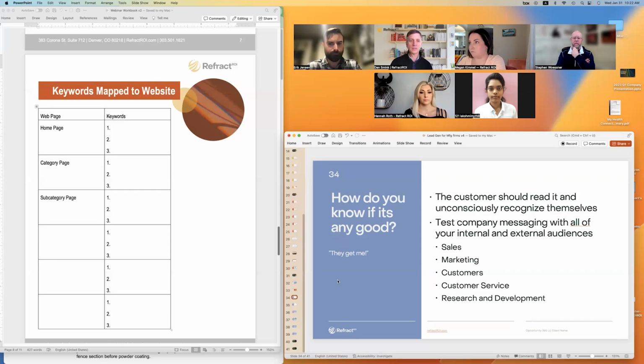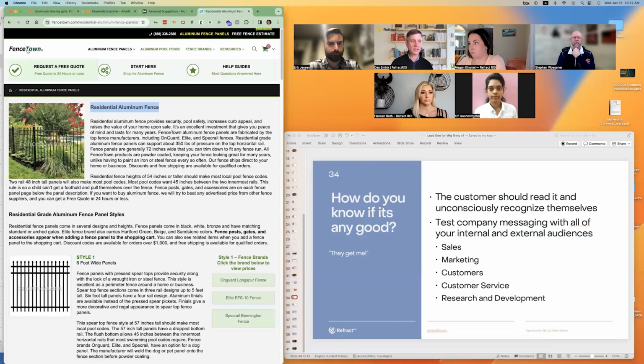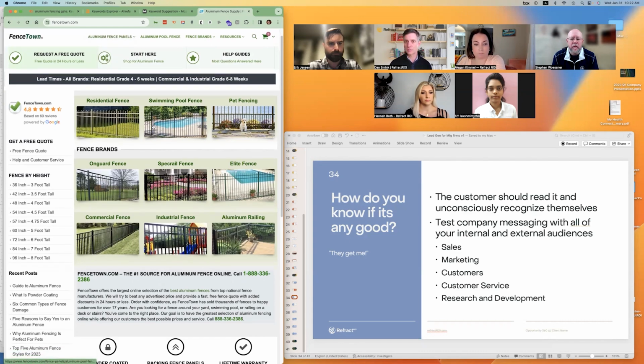Okay? Somebody that's going to buy a fence, when they come to this site, they're going to see themselves. They're like, oh, I'm the residential homeowner that's trying to buy an aluminum fence. These guys get me, right? This is an example of messaging that's done well. Okay. You go through the process of putting this together, which we will start today.